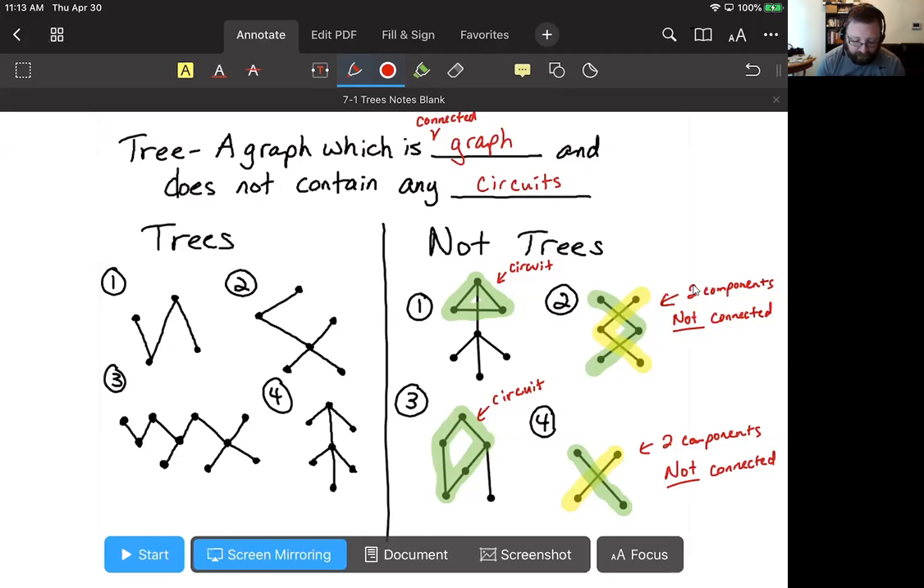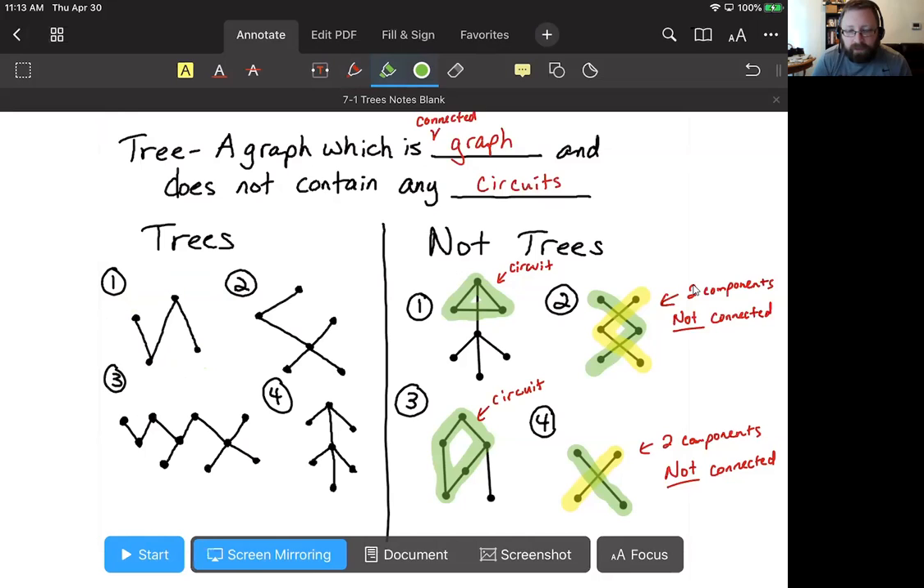Some of these graphs, number 1 in particular, does contain a path on the left. Okay, this graph does contain a path. That's fine, that can happen. That's not a problem in a tree. What it cannot have is a circuit. Okay, circuits are a problem. That would keep it from being a tree.